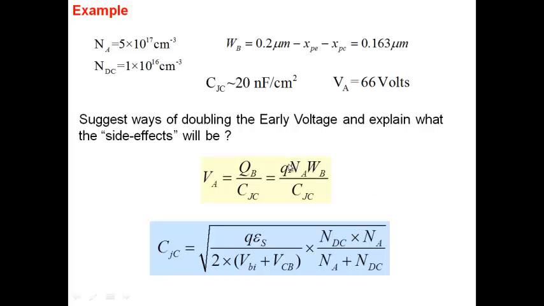Okay, so obviously, looking at this expression, you would try and double NA, right? If you double NA, do you think early voltage will double? There are going to be some effects on WB. The moment you double NA, WB will change. Why? WB is equal to 0.2 micron minus the depletion width on the emitter side minus the depletion width on the collector side. The depletion widths on the two sides will change, and therefore this value will also change. So you have to take that into account.